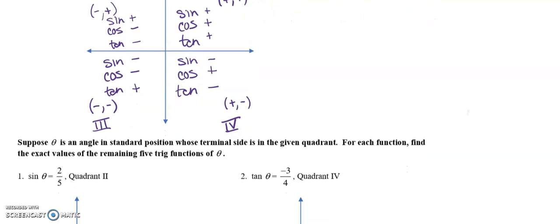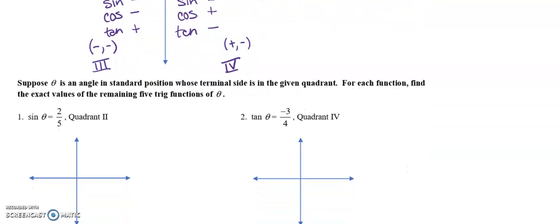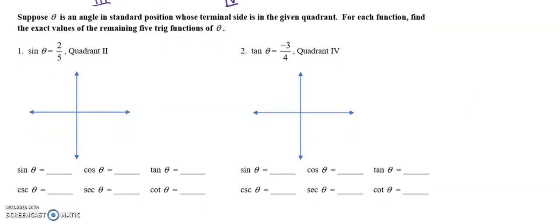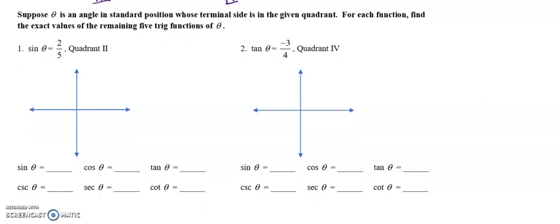So here's our 2 problems where we're kind of pulling all this stuff together. Suppose theta is an angle in standard position whose terminal side is in the given quadrant. For each function, find the exact values of the remaining 5 trig functions. So here we have sine of theta is equal to 2/5, okay? And it tells us that we are in quadrant 2. So let's draw our theta in quadrant 2.